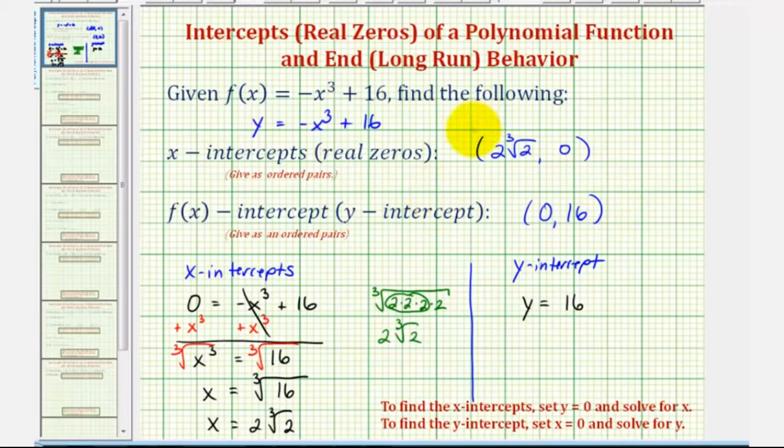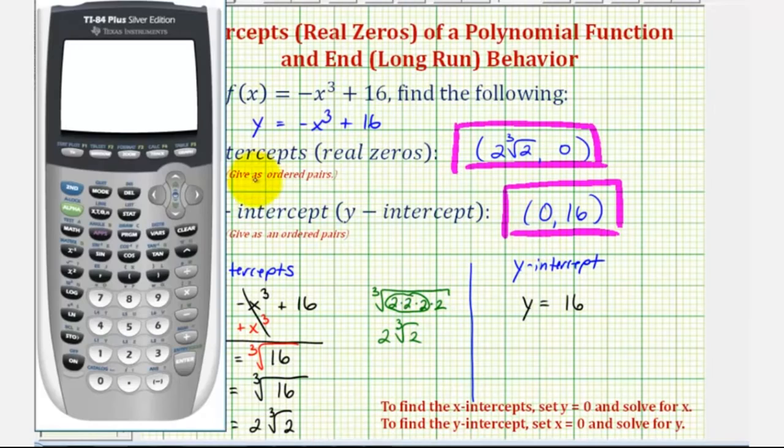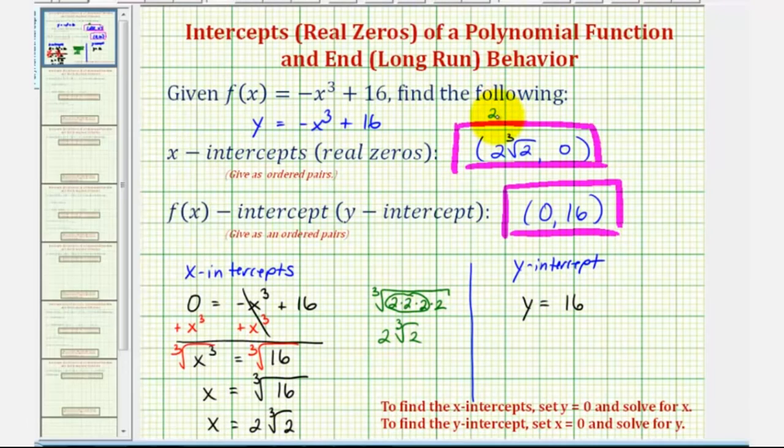Now let's go ahead and verify our x-intercept and our y-intercept, or f of x-intercept, using the graphing calculator. To verify the x-intercept, though, we will have to convert 2 times the cube root of 2 to a decimal approximation. Let's go ahead and do this from the home screen. So we're going to press 2, and then math, and then option 4 for cube root, and then 2, close parenthesis, enter. So the x-intercept will be approximately 2.52.